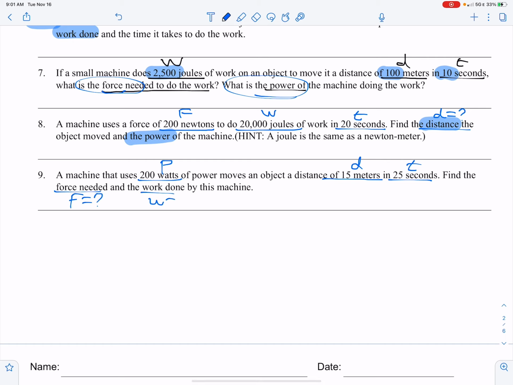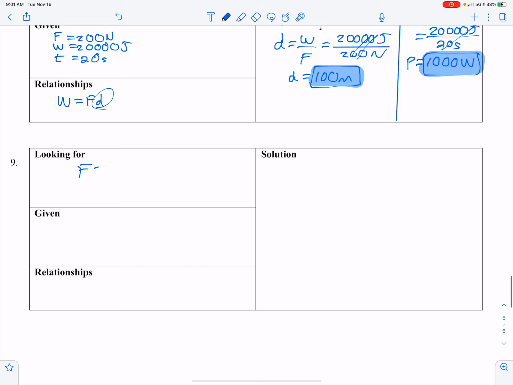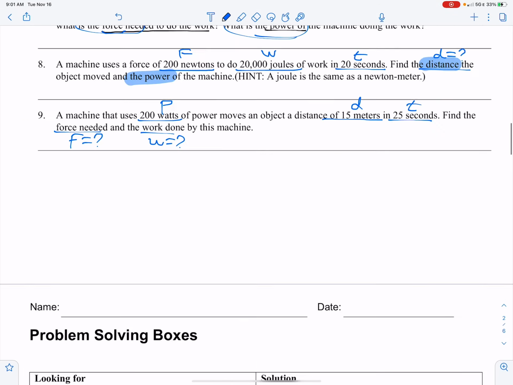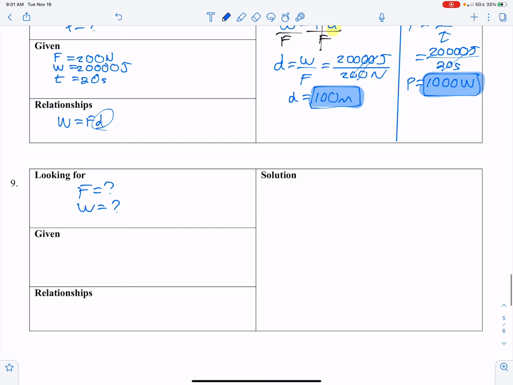Okay, so it's going to take me a second to copy this all down. I'm looking for force. I'm looking for work. I'm given 200 watts, 15 and 25. Just double check. That was 15 meters, 25 seconds. Okay, there we go. Now, 200 watts would be the power. 15 meters would be the distance, and 25 seconds would be the time.